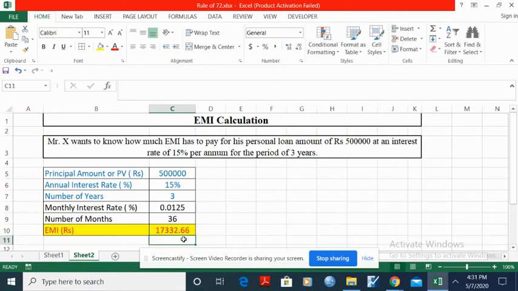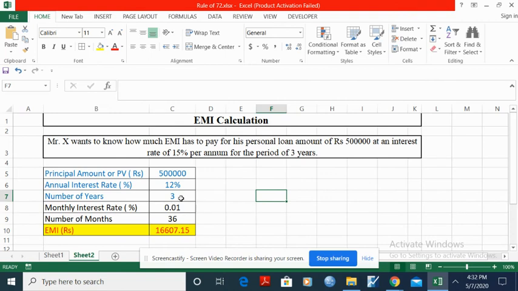is 17,332.66 rupees EMI that Mr. X has to pay, for the loan amount of 5 lakh rupees for a period of 3 years at 15 percent per annum. The one flexibility in this Excel is that if the bank provides 12 percent instead of 15 percent, you just change it from 15% to 12 percent, and the EMI will change.